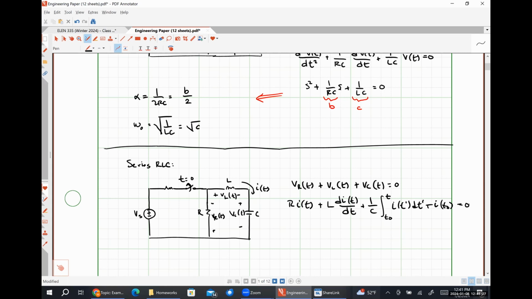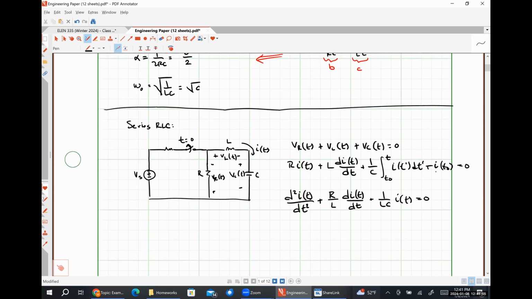Taking the derivative of both sides and doing a little bit of rearranging, we wind up getting the second derivative of I with respect to time plus R over L times the first derivative of the current with respect to time, plus 1 over LC times the current is equal to 0, which had a characteristic equation of s squared plus R over L times s plus 1 over LC is equal to 0.